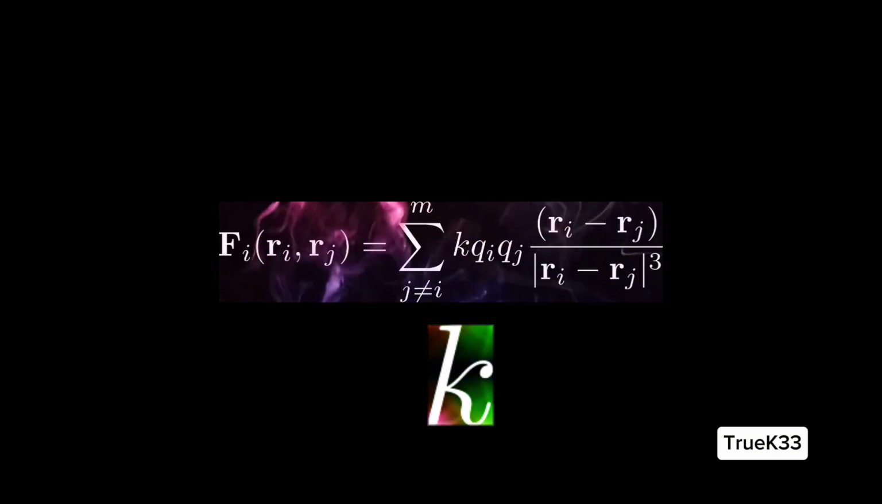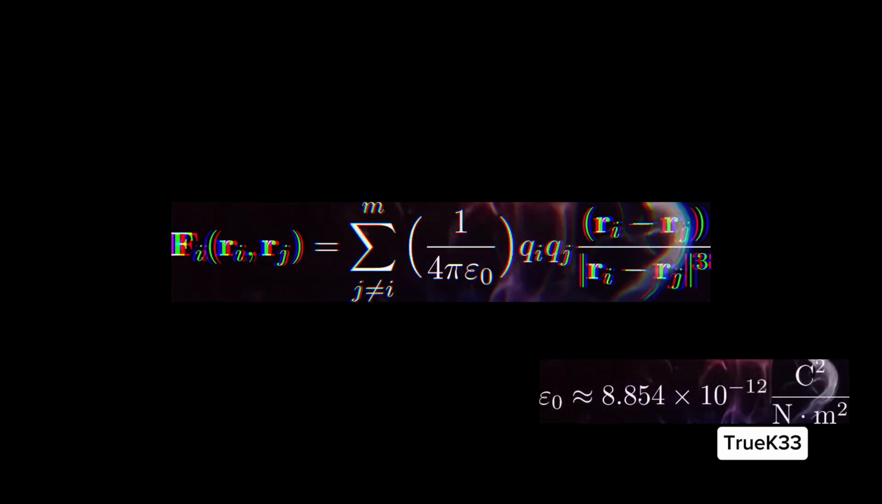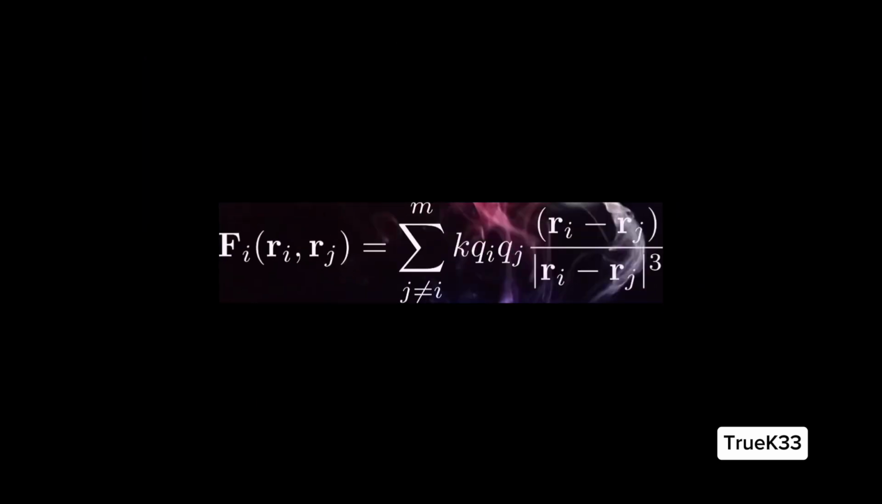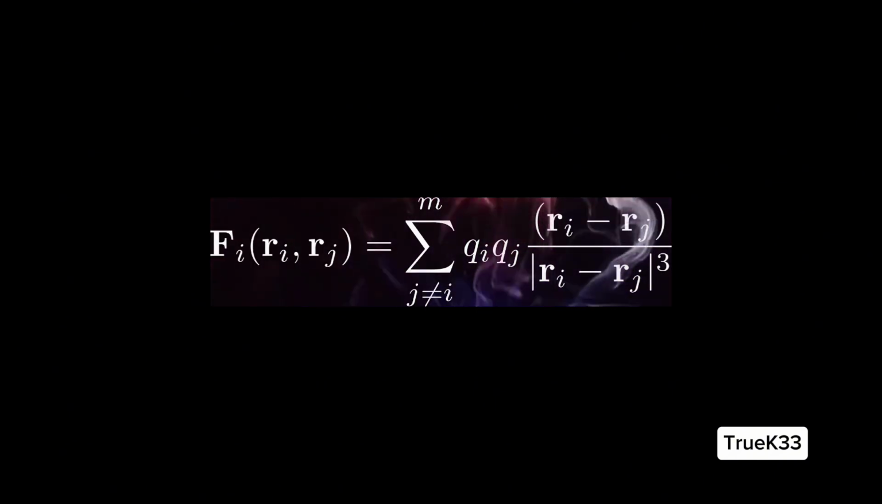The k value is a constant of proportionality, and its value depends on the unit system used. In the International System of Units, SI, its value is 1 over 4 times pi times epsilon, which is approximately 9 times 10 to the power of 9. In the CGS unit system, the constant k has the value 1, and it is designed to simplify the laws of electrostatics.